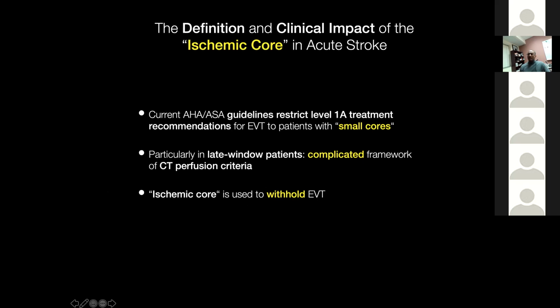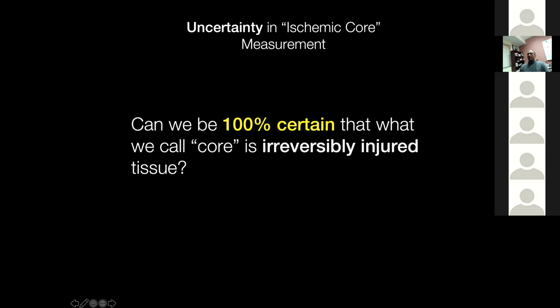So I built it up in a way that, firstly, the core is a small part of outcome. But now I'm going to go on to the part about whether we can be 100% certain that what we call core is irreversibly injured tissue, and what the problems are in terms of identification of core.